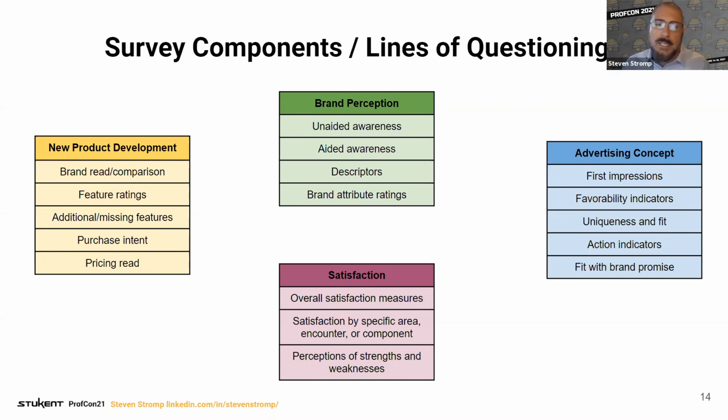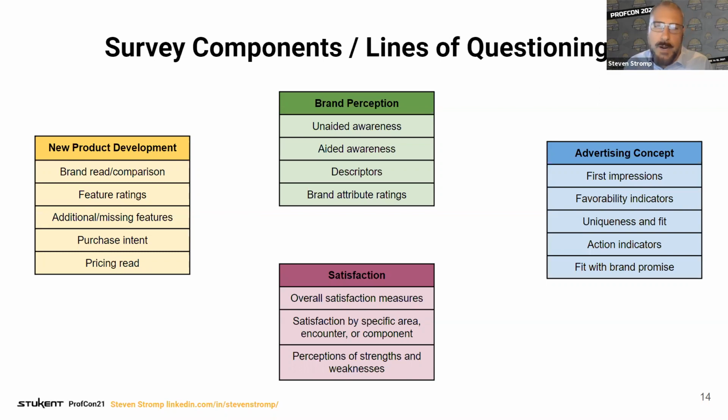So for new product development, I teach that we first gather a brand read. So how in general does your company compare to companies in the new product category that you're intending to enter, if it is a new product category? And then go into the features. So rating which features of this new product or service are most desirable. Then we have the open-ended questions asking about, okay, well, what other desirable features that we forgot about in our list should we be rating? And then finally asking about the intent to purchase the product and the product concept and pricing read.